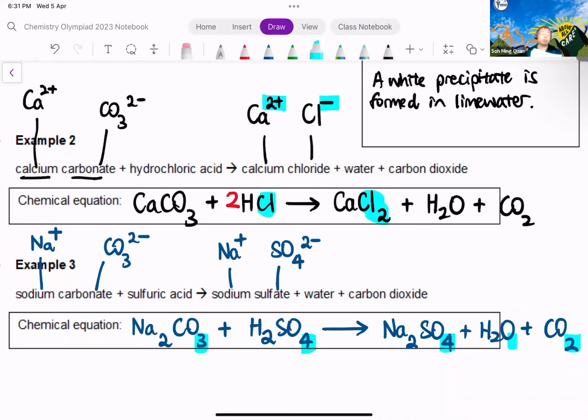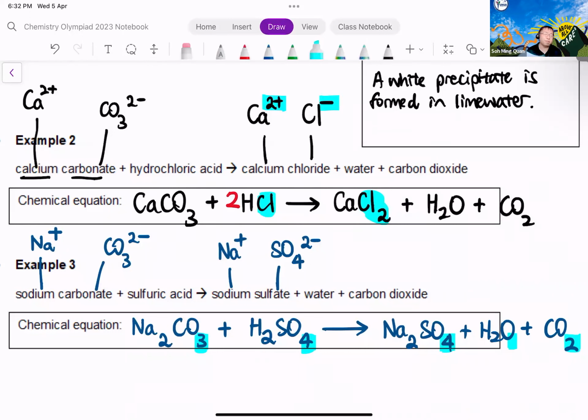Okay, so you should try quick check number 4 as well. Finish all the equations there. Make sure you know how to balance them. All right, it is important that you balance them correctly, not just for your O-levels, but even for chemistry Olympiad, because balancing of equations is a key skill in chemistry. It is a first step towards you being able to do a lot more chemistry.